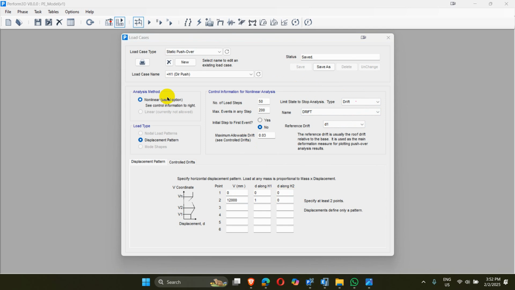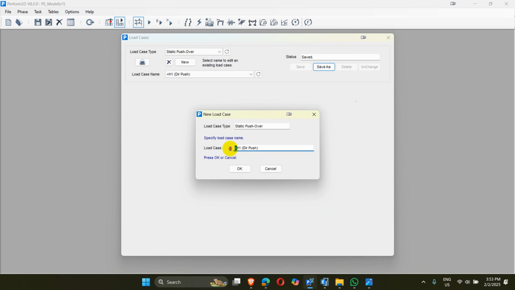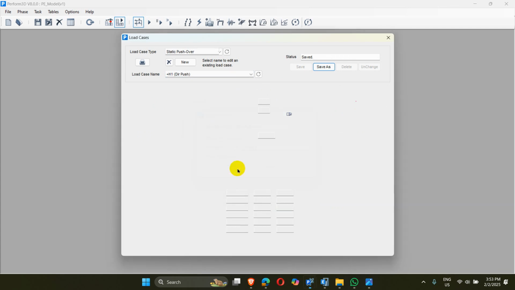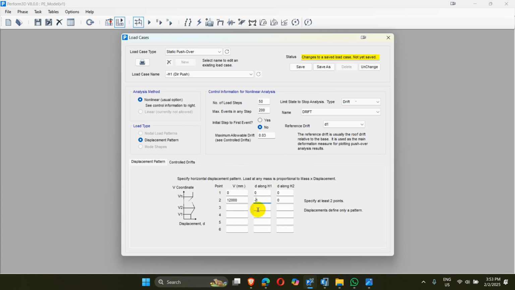Suppose you have to push the structure along negative h1 direction, here the displacement along h1 direction should be negative. For example, let me click save as negative h1 direction. It means we only have to change the sign, which pushes the structure in negative h1 direction.